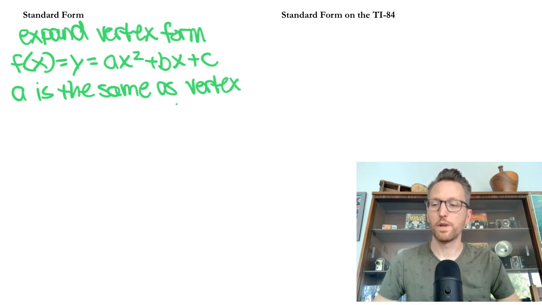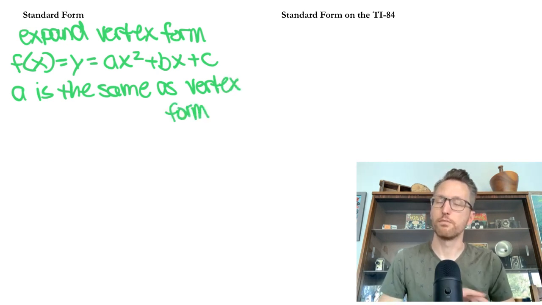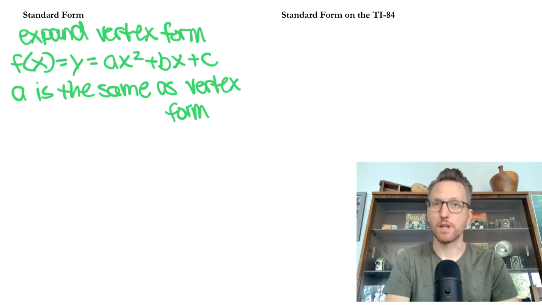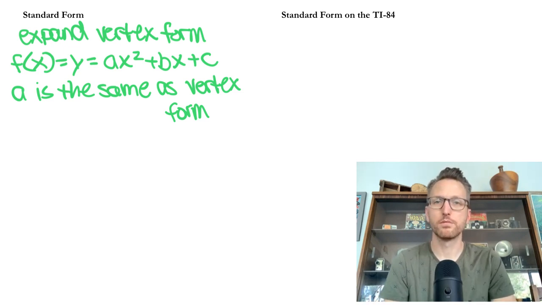And I'm about to tell you what the b is, or how you write h in terms of b. Also, a, b, and c are just numbers: positive or negative, whole numbers, integers, fractions, decimals.